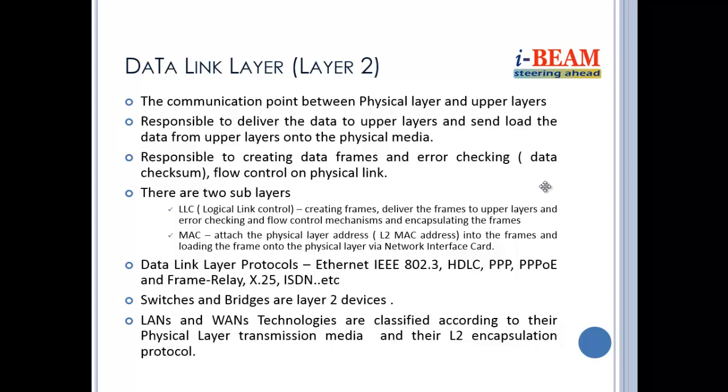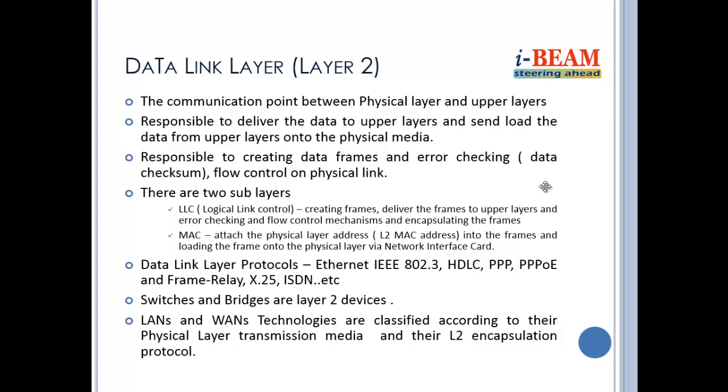LAN and WAN technologies are classified according to their physical layer transmission media and layer 2 encapsulation protocol. For example, Ethernet uses the IEEE 802.3 standard, and in point-to-point serial links, they use the encapsulation of HDLC or PPP. In ADSL, they use PPPoE encapsulation. And in Frame Relay networks, they use the Cisco Frame Relay encapsulation, X.25, something like that. So LAN and WAN technologies differ in their physical layer 2 and layer 1.